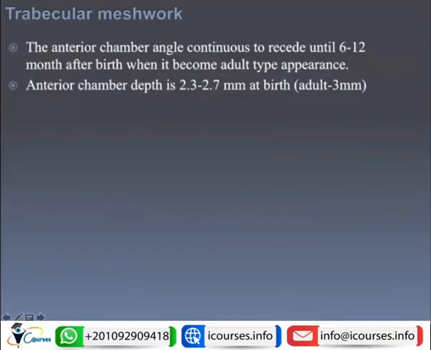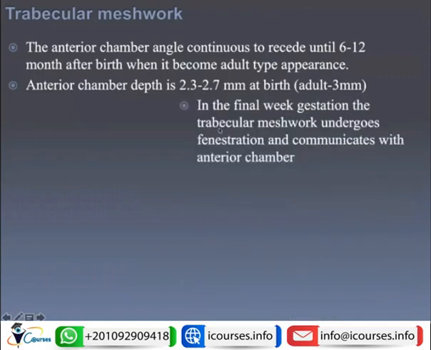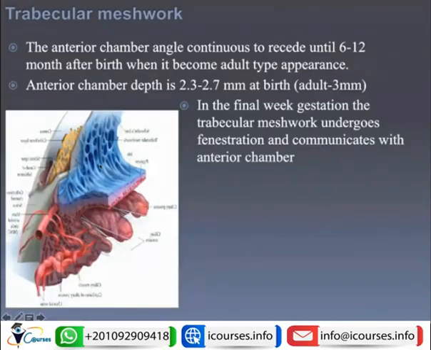As the trabecular meshwork continues to recede 6 to 12 months after gestation, it takes on the adult appearance. The anterior chamber will be about 2.5 millimeters in diameter, while in the adult it is 3 millimeters. In the final weeks of gestation, the trabecular meshwork shows fenestration. During embryonic life, the trabecular meshwork doesn't show the fenestrations that communicate between the anterior chamber and the canal of Schlemm. These fenestrations only develop within the final week of gestation.